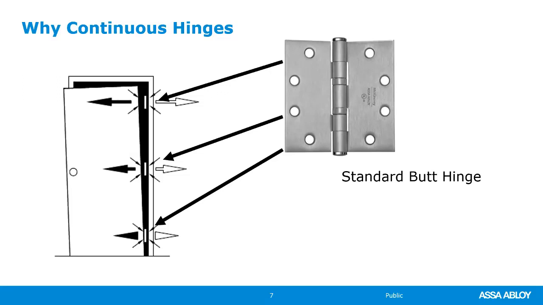Another cause of hinge failure is when doors are open past their limit. This puts an undue force of up to 1,000 pounds on the hinges. It causes loosening of screws, distortion of hinge leaves, and damage to the bearings.